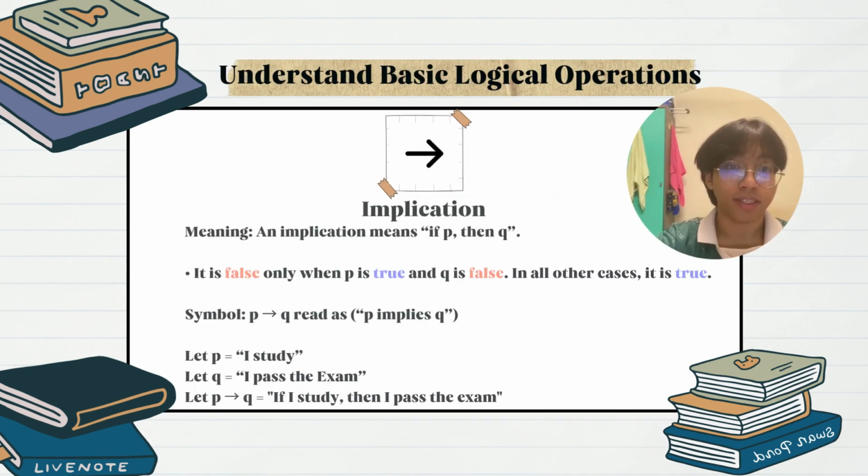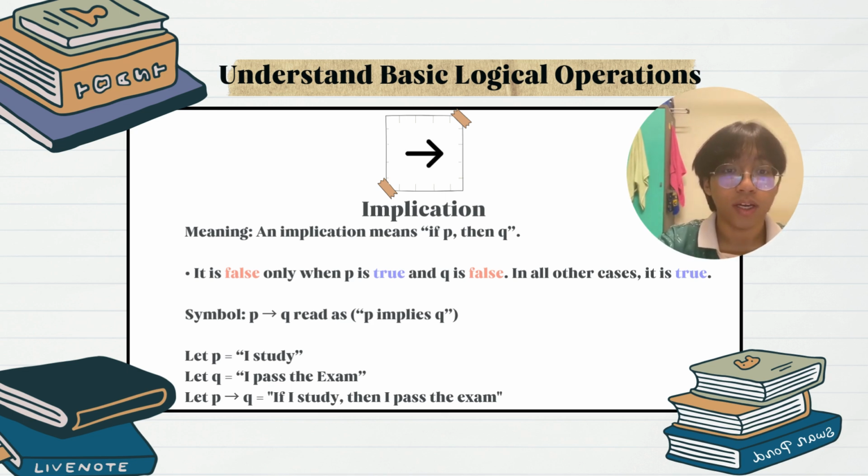Moreover, implication. An implication means if P then Q. P in this situation is the hypothesis and Q is the conclusion. It is false only when the hypothesis is true and the conclusion is false. In all other cases, it is true. The symbol is P arrow Q, read as P implies Q.